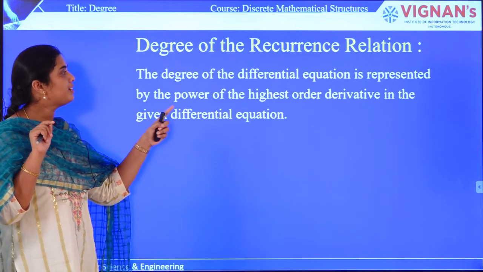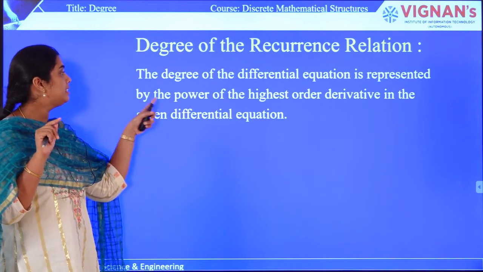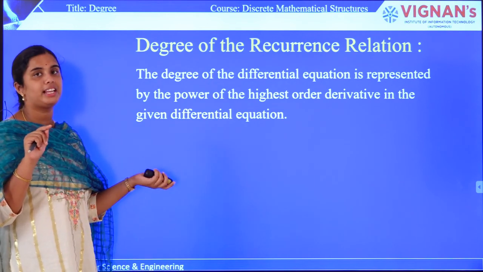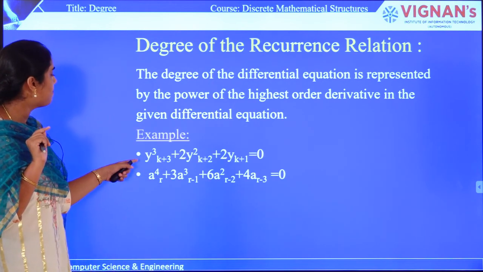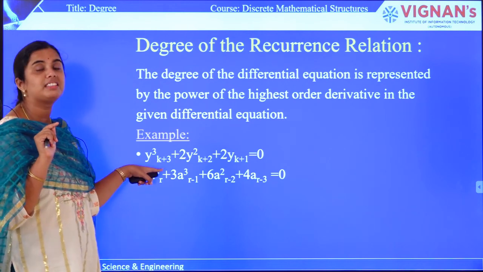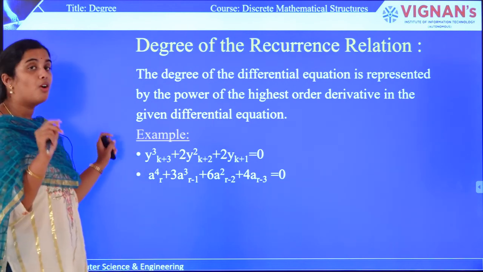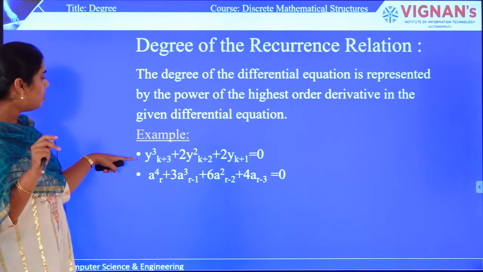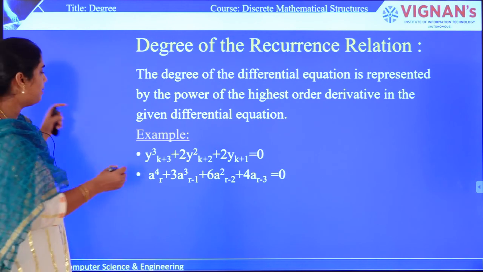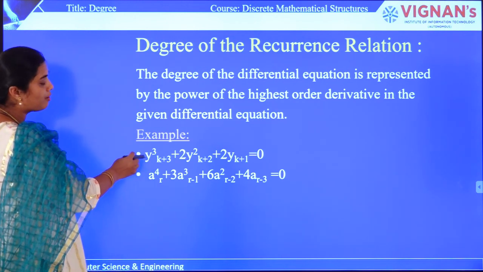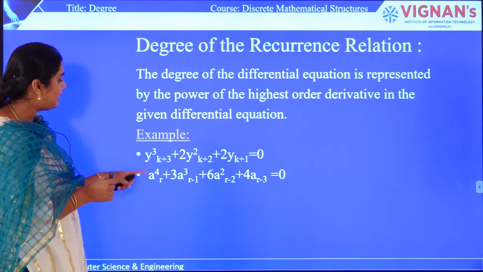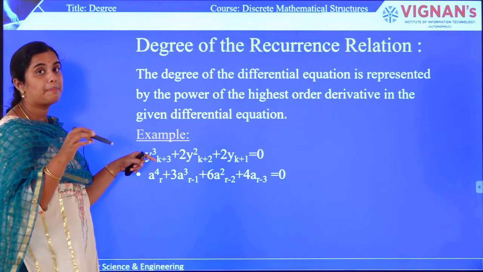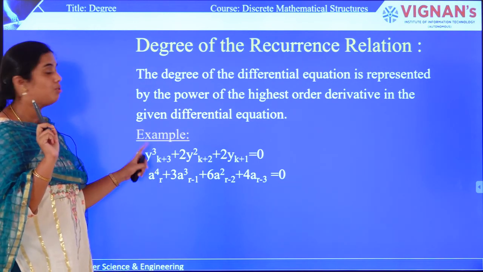The degree of the differential equation or recurrence relation is represented by the power of the highest order derivative in the differential equation. That means, if you see the same example mentioned over here, y(k+3) is the highest order. So, whatever power it is raised to is called the degree. So, the degree of this equation will be 3 because 3 is the power of the order of the relation, and in this case what will be the degree? 4, okay, because that highest order is raised to that power.